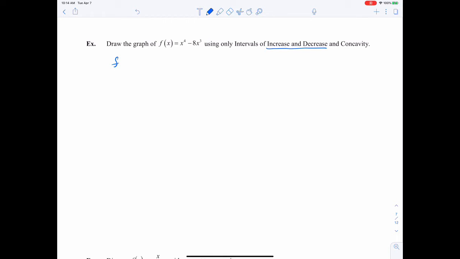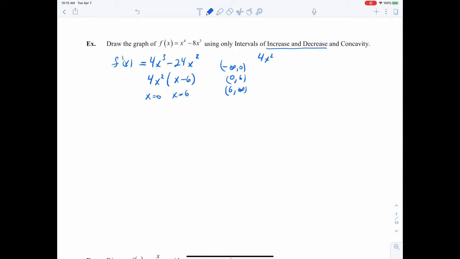So if we look at our first derivative, we have 4x cubed minus 24x squared, and I'm going to factor this. So I take out a 4x squared, and it leaves me with x minus 6. So my critical numbers are 0 and 6. So I'm looking for intervals of increase and decrease. I now have negative infinity to 0, 0 to 6, and 6 to positive infinity.